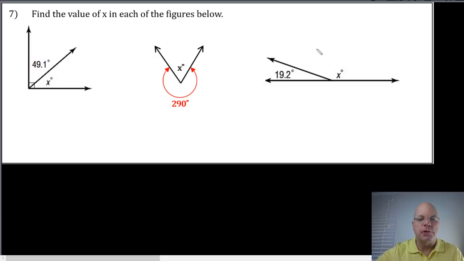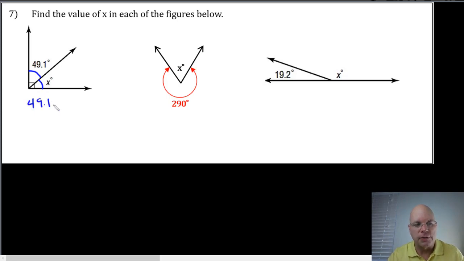This is page 3 of the review. Problem number 7 asks to find the value of x in each of the figures below. Here, angle x is adjacent to this 49 1/10 degree angle, and together they form a right angle. These rays are perpendicular, and so these are complementary angles.